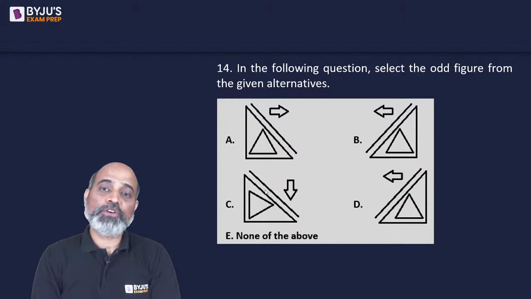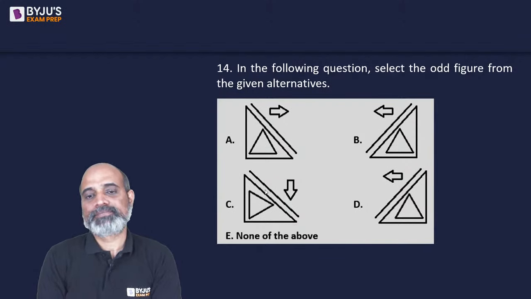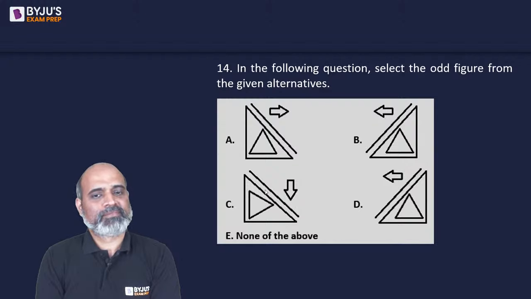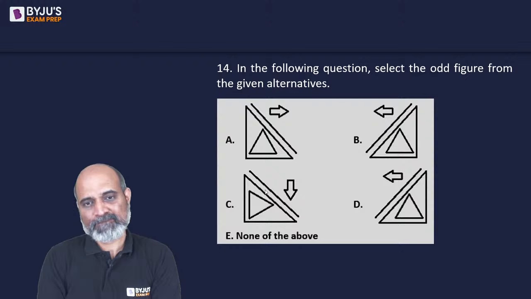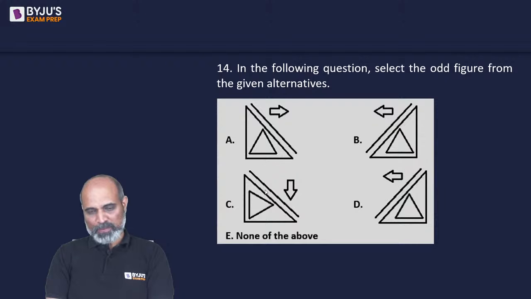Okay, the next one. In the following question, select the odd figure from the given alternatives. तो इन चारों में कौन सा odd है, ये फाइंड आउट करना है. Very too easy, isn't it? And looks like B and D are the same options. Are they the same options or they have tricked us into something? It looks same to me. So B, D तो नहीं है. Between A and C.